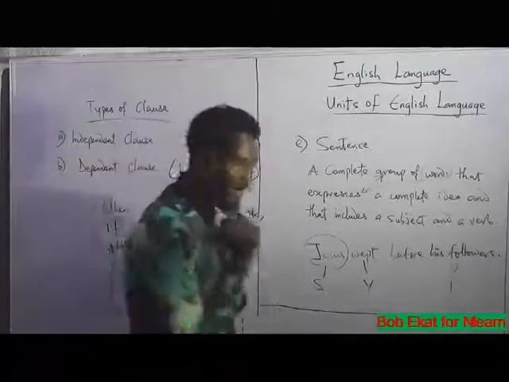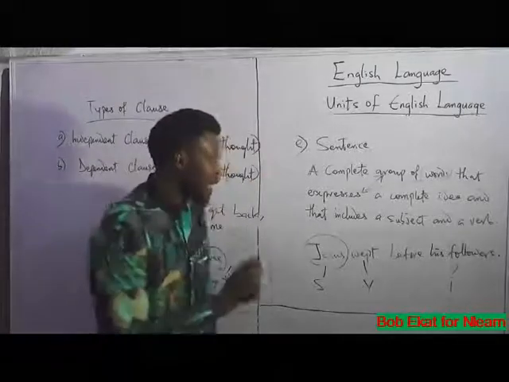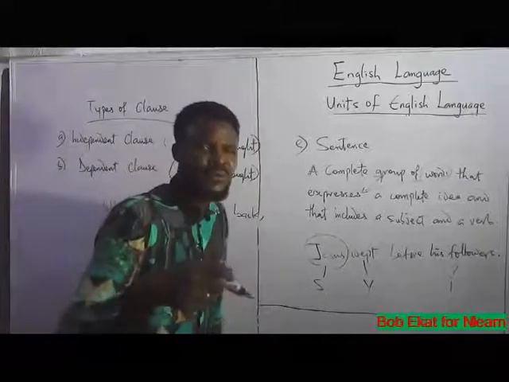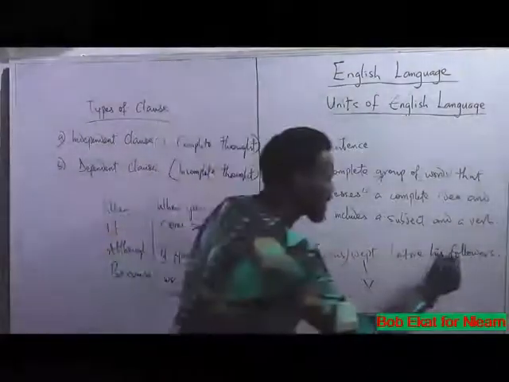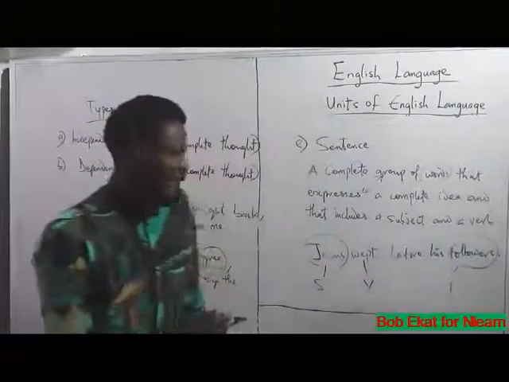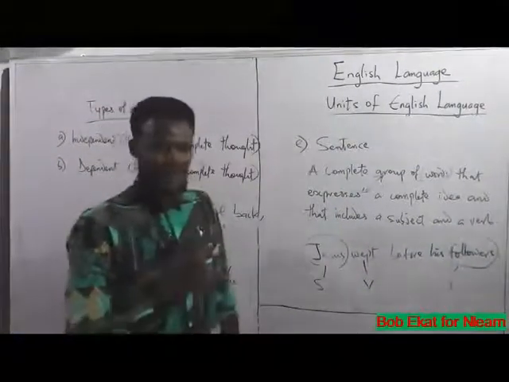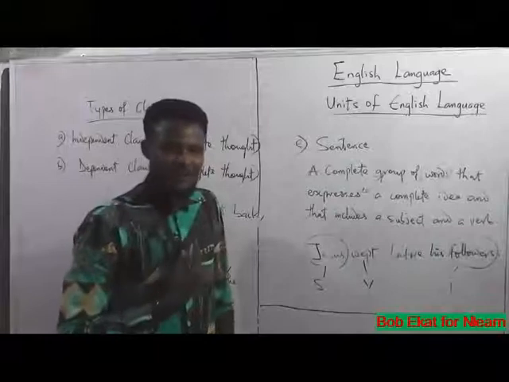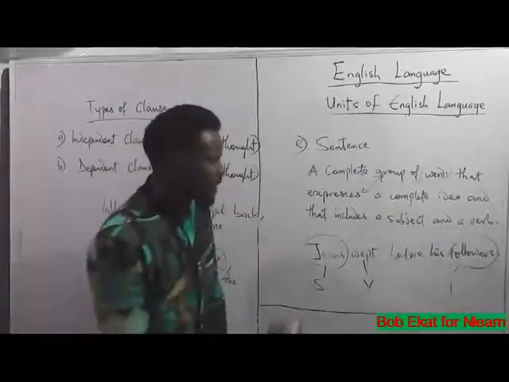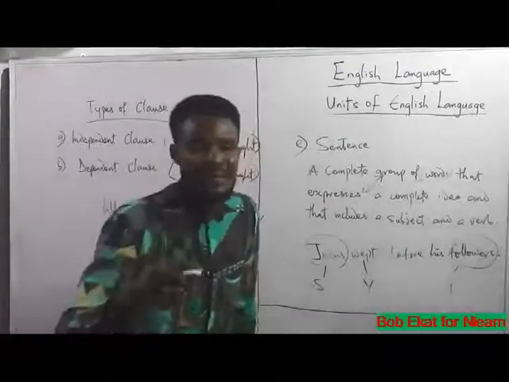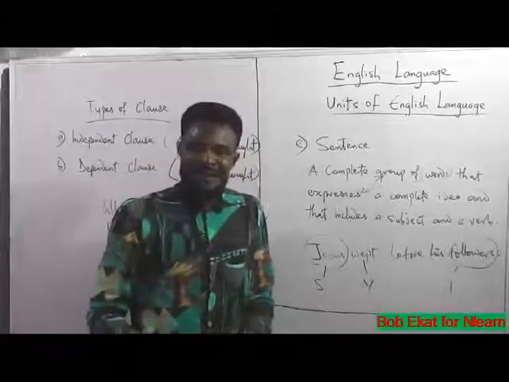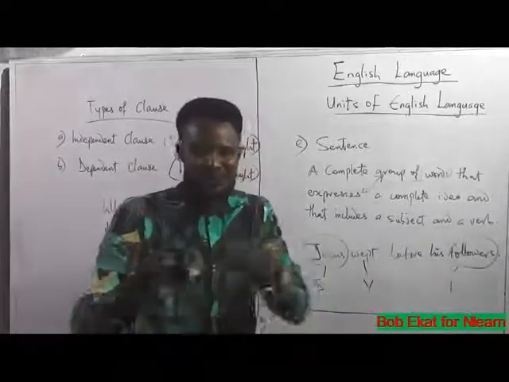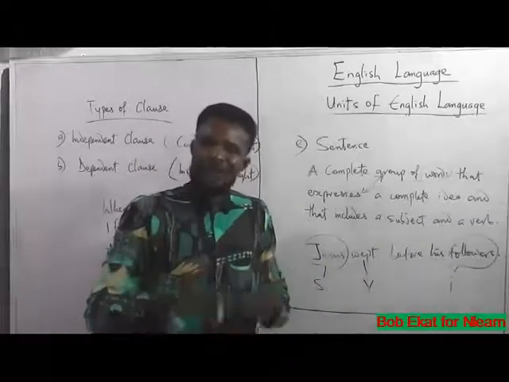In this case here, Jesus wept has been stretched further to include object, which is the followers. It means Jesus, which is the subject, wept, which is the verb, before his followers. It means the object of that weeping is the followers. The object of the weeping.